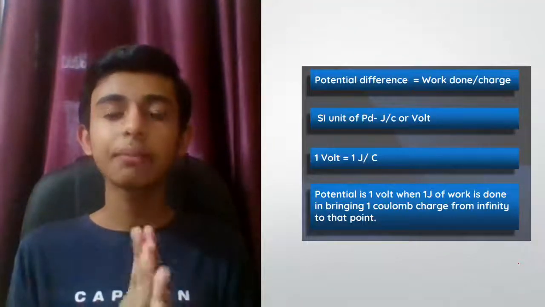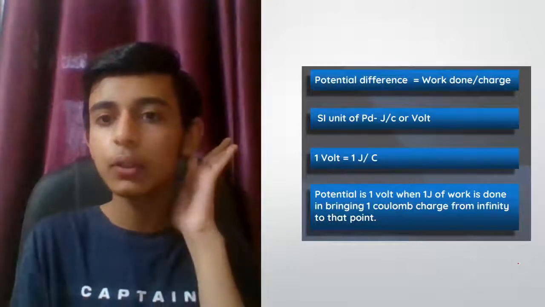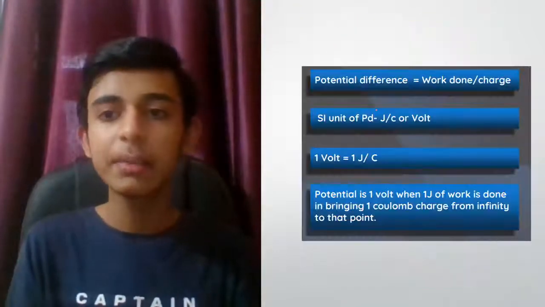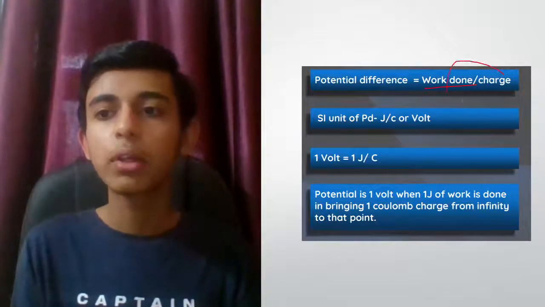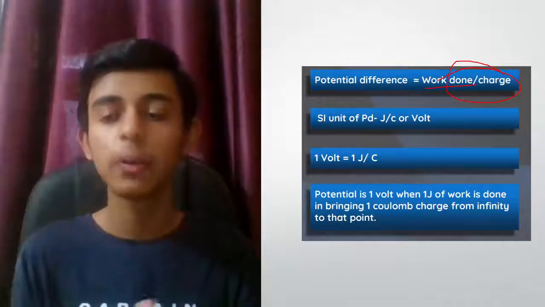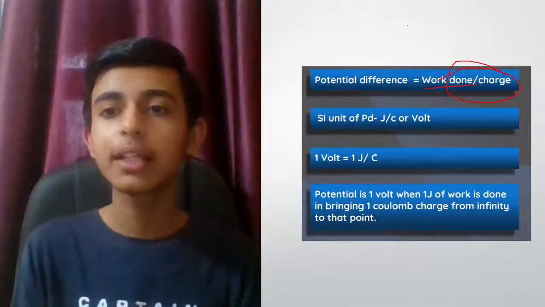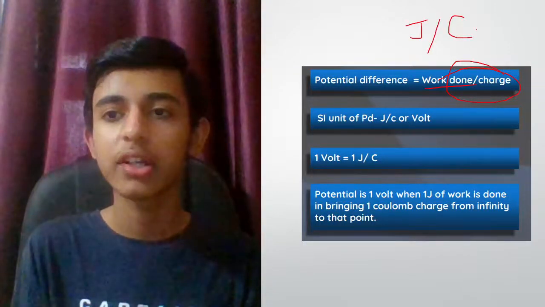Okay, now some important things that I want to tell you. See, potential difference is, as you have understood, the work done in moving a unit test charge. It means work done will be there, and upon charge, because we are moving per unit charge. So work done upon charge. So what will be the SI unit? SI unit of work done is joule, charge is coulomb, so joules per coulomb.